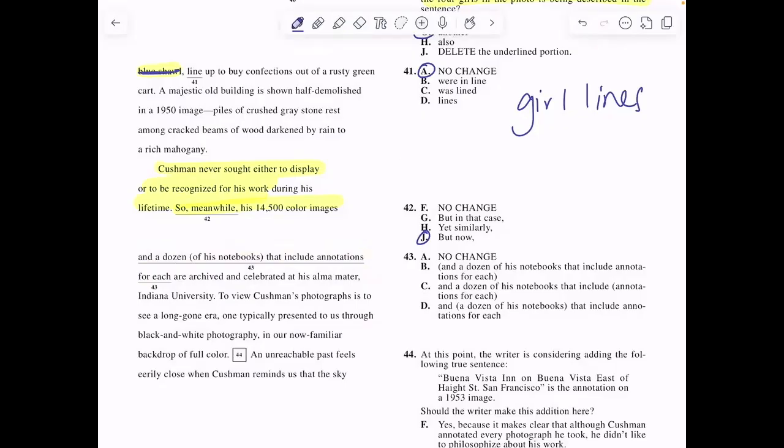So remember, parentheses are used just like comma sandwiches, which are used just like two dashes. They serve as extra info that can be removed. So we want to think about what can be removed, what should be grouped together. But now his color images, I think B, because this whole thing needs to be grouped together. A dozen of his notebooks, like it's his images, but it's also his notebooks, are archived. And so that would make sense to have this be pulled out because you could read the sentence without it. So really thinking about what needs to be grouped together.